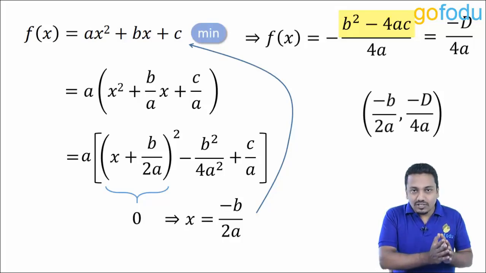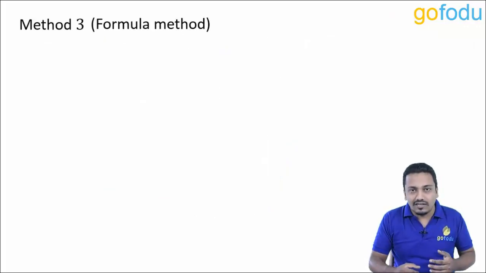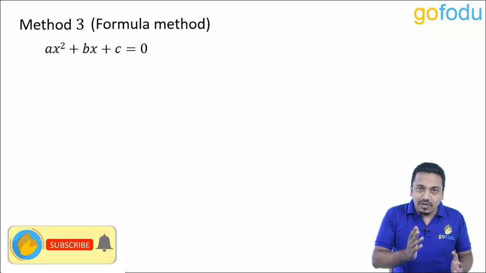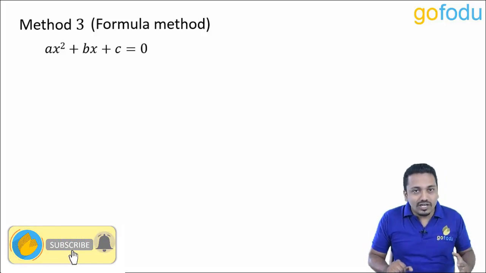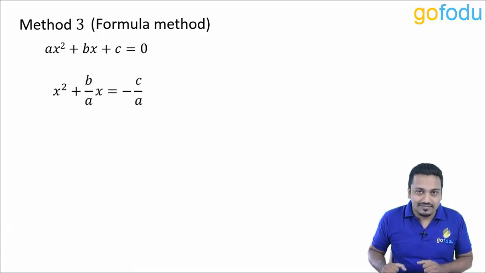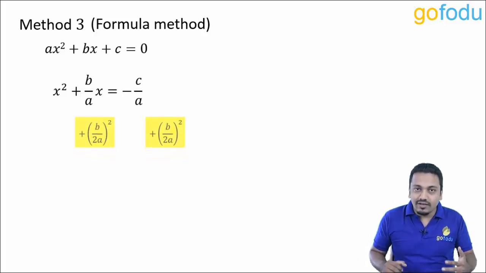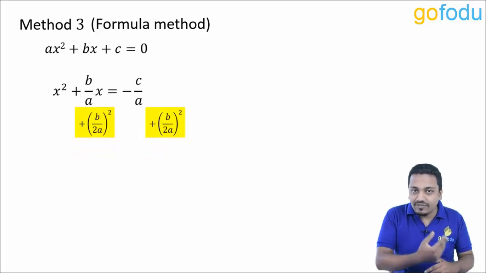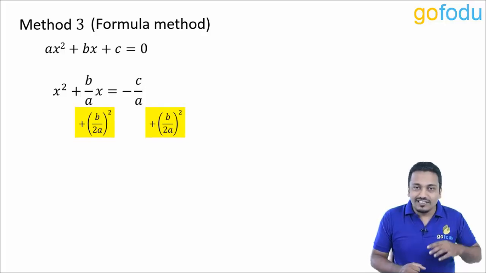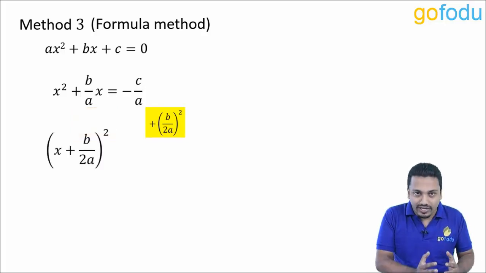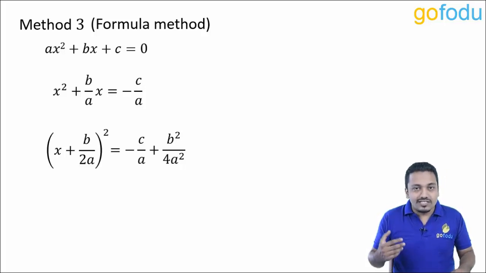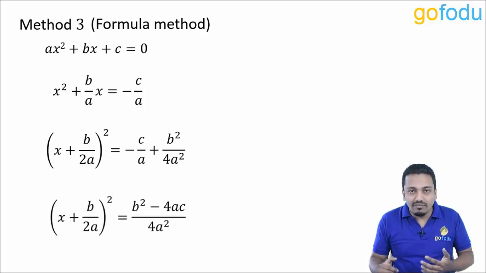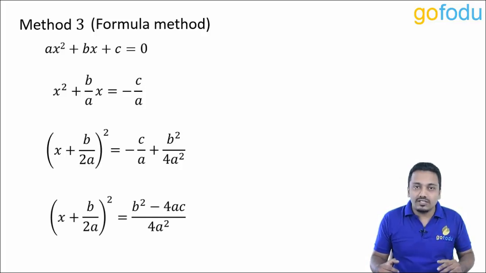Now this creating a perfect square method could be extended to get a formula. Ax square plus bx plus c equal to 0 is our quadratic expression. Take c to the right hand side and divide both the sides by a. Now if I add b by 2a whole square to both the sides, then in the left hand side we can create a perfect square. This is x plus b by 2a whole square, and the right hand side will be minus c by a plus b square upon 4a square. This right hand side will come out as b square minus 4ac upon 4a square.